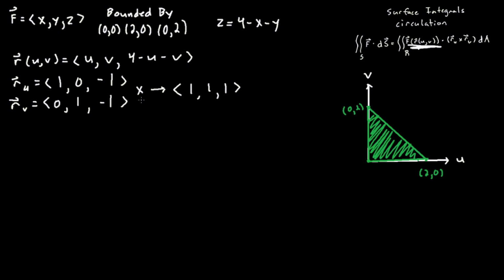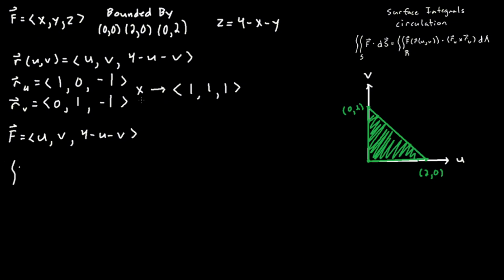Perfect. Now we have to parameterize our vector field. So what is our vector field equal to in terms of u and v? Well, we have x right here. So x is just u in our parameterization. We have y here. Y is just v. And we have z here. And z is 4 minus u minus v in our parameterization. So this is our vector field.